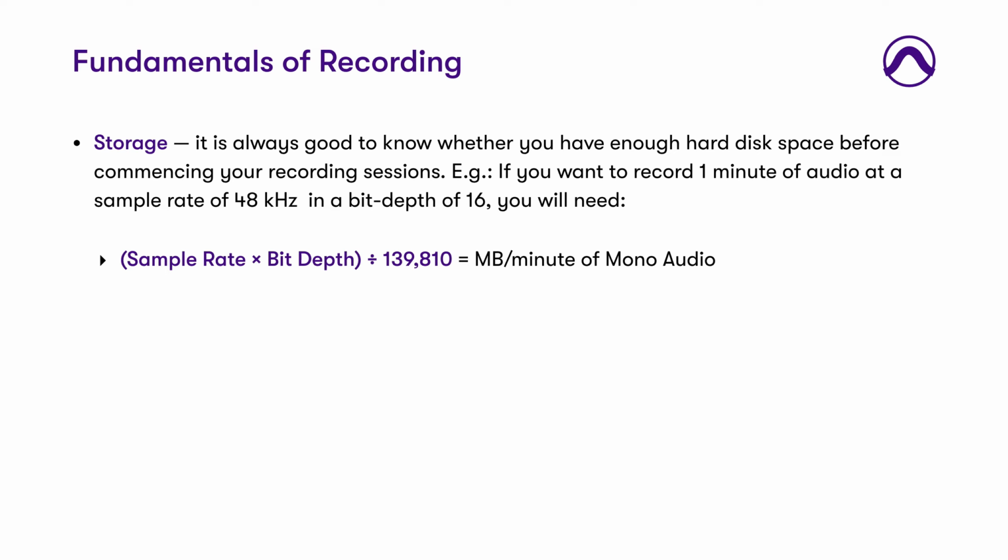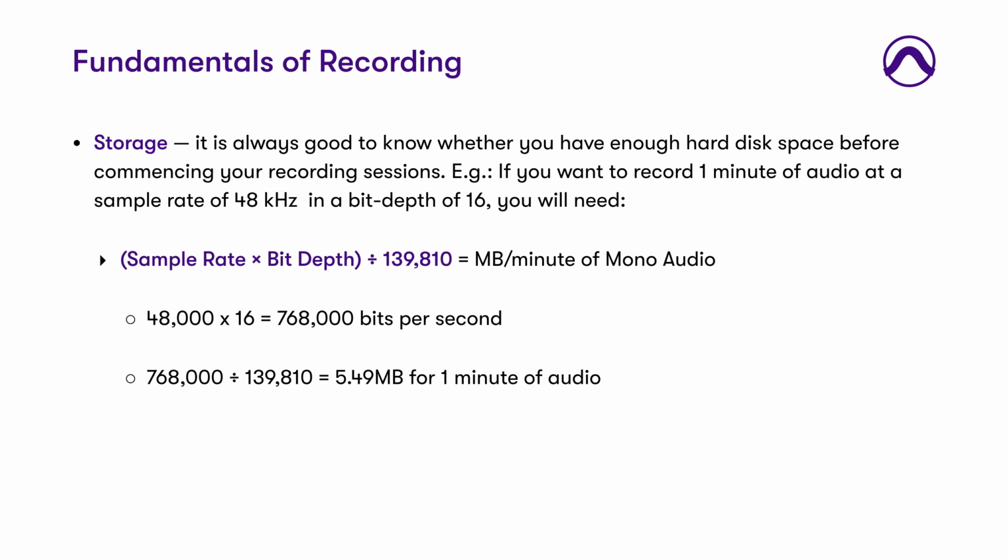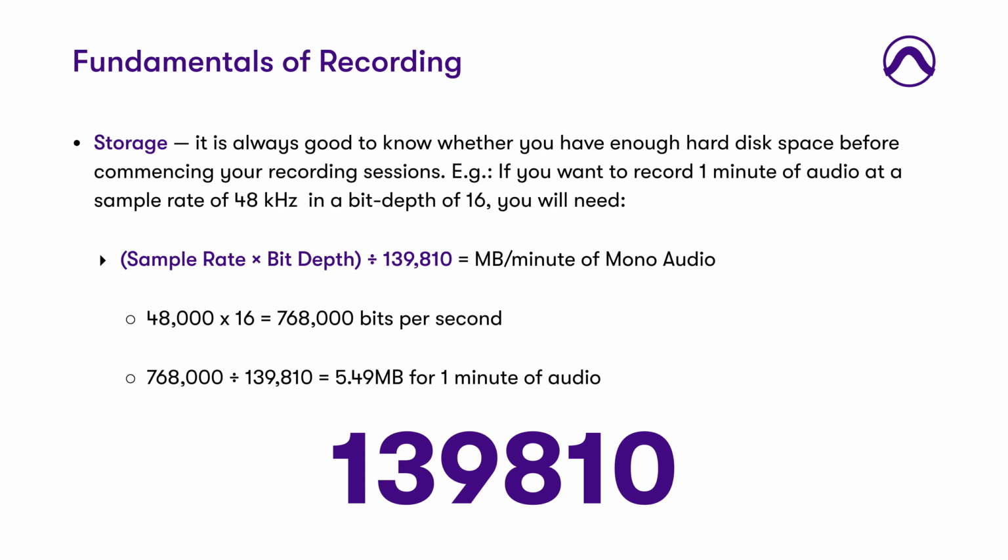Let's take the same example again. 48,000 samples and 16 bits. So 48,000 multiplied by 16 gives us 768,000 bits per second. I divide 768,000 by 139810 and I get 5.49, and this will be megabytes per minute. Give it a try. With any sample rate and bit depth, you can't go wrong. The magic number you need to remember here is 139810.